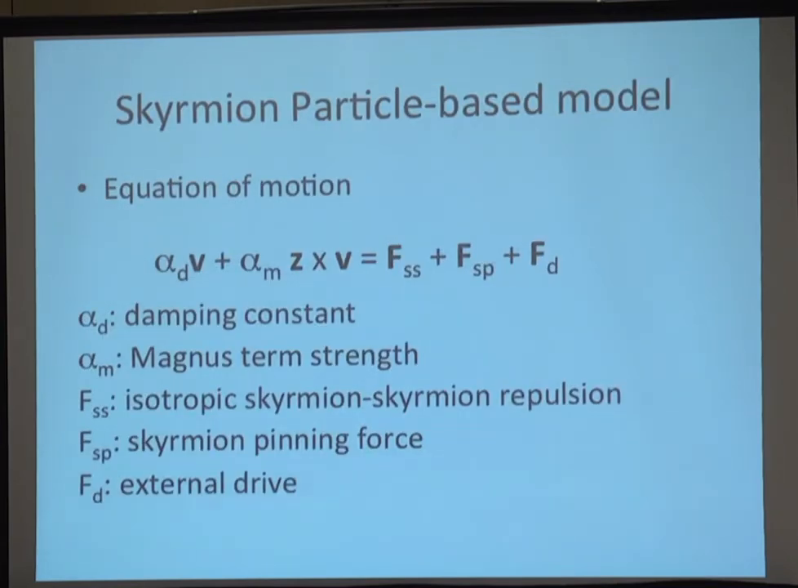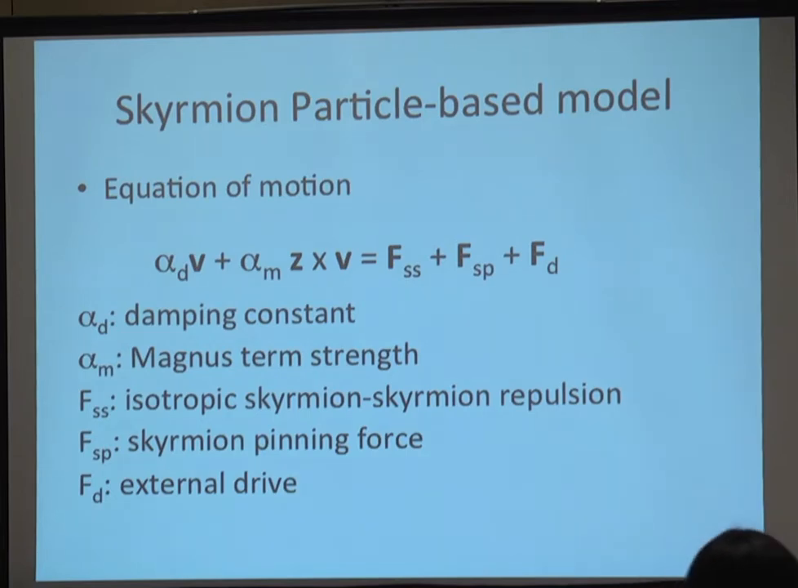So here's the equation of motion for the Skyrmion. The first term here is the damping. The second term is the Magnus gyroscopic term. This will be the Skyrmion force. We assume that it's repulsive. The Skyrmions will form a triangular lattice. There will be some force from the pinning, and then some force from the driving. So this equation can also be used to describe vortex dynamics in terms of superconductors.